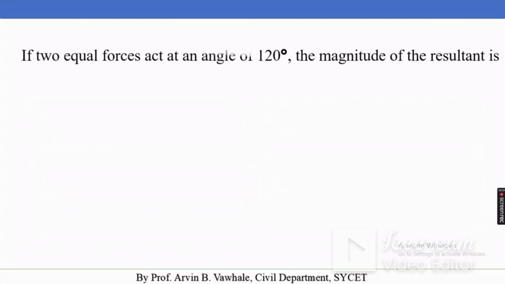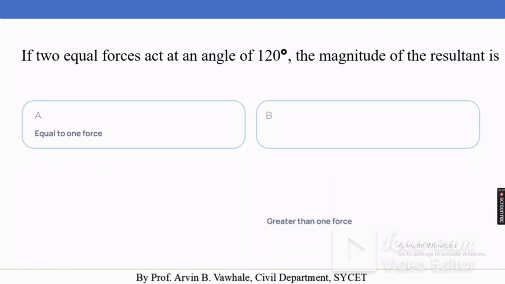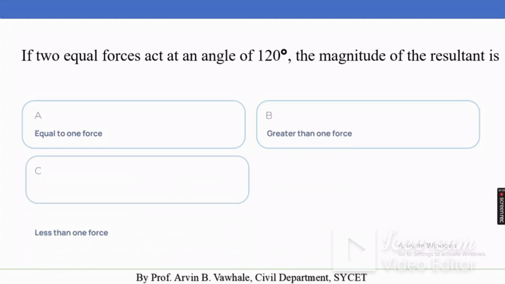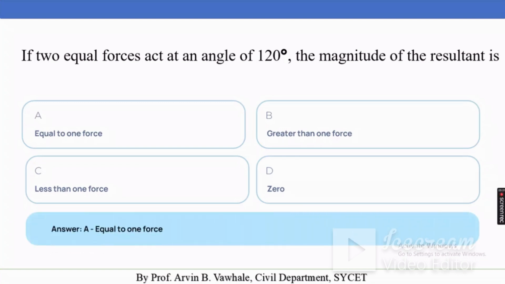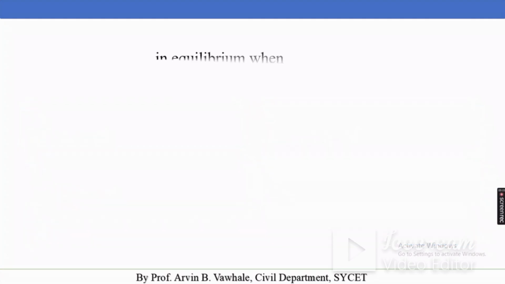10. The magnitude of the resultant of two equal forces acting at 120 degrees is A, equal to 1 force, B, greater than 1 force, C, less than 1 force, D, 0. We know the formula of resultant R equals 2F cos 120 degrees by 2, that is 2F cos 60 degrees, that is F. The answer is option A, equal to 1 force.